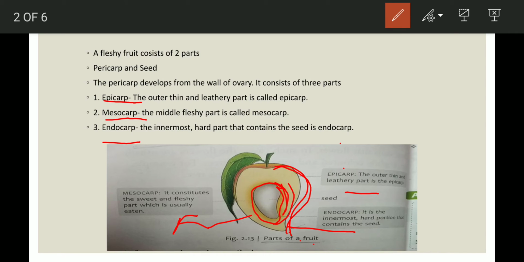Okay, students, in the exam if it is asked what is a fruit, you will write: a fruit is a ripened ovary. It consists of two parts, that is pericarp and seed. Pericarp is made up of three parts: epicarp, mesocarp and endocarp. This I have explained. Is this clear, students?